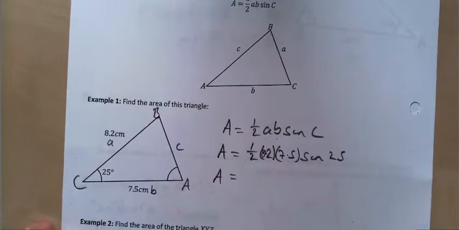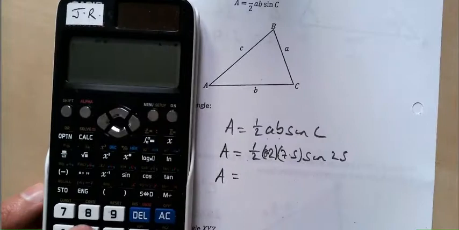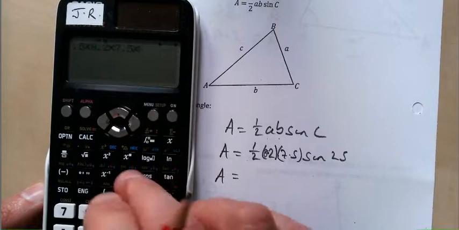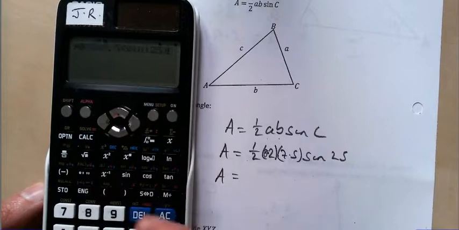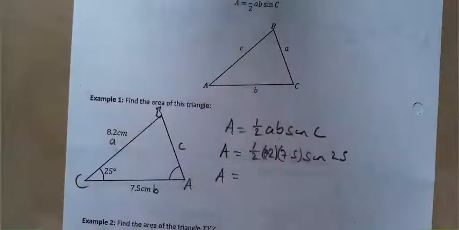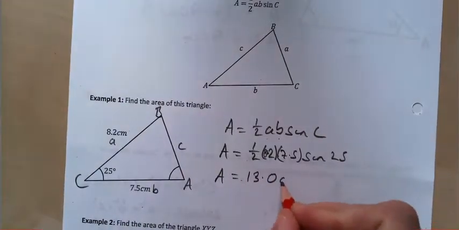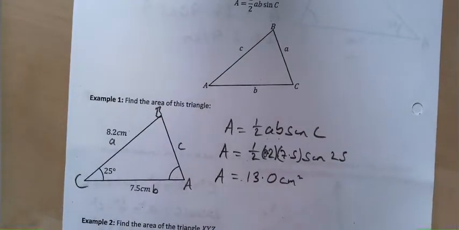So let's put this in the calculator and see what we get. We're going to have 0.5 times 8.2 times 7.5 times sine 25, and we get 12.99. To three significant figures, that's going to be 13.0 centimeters squared.